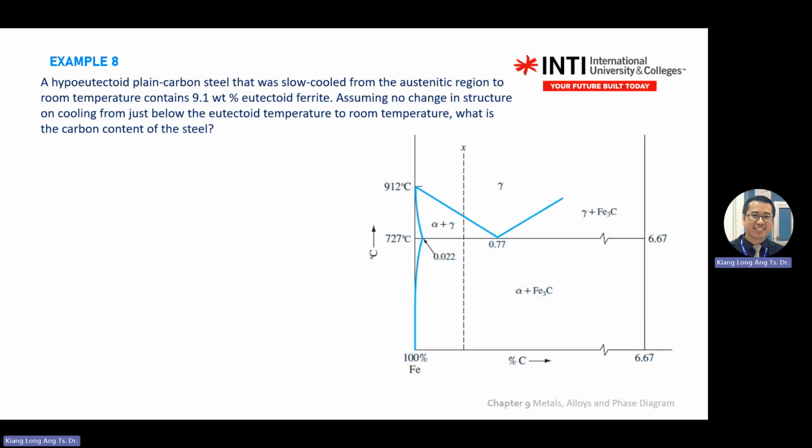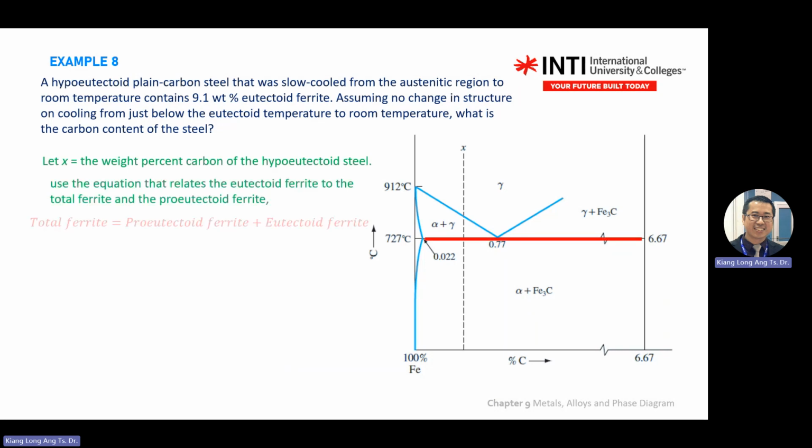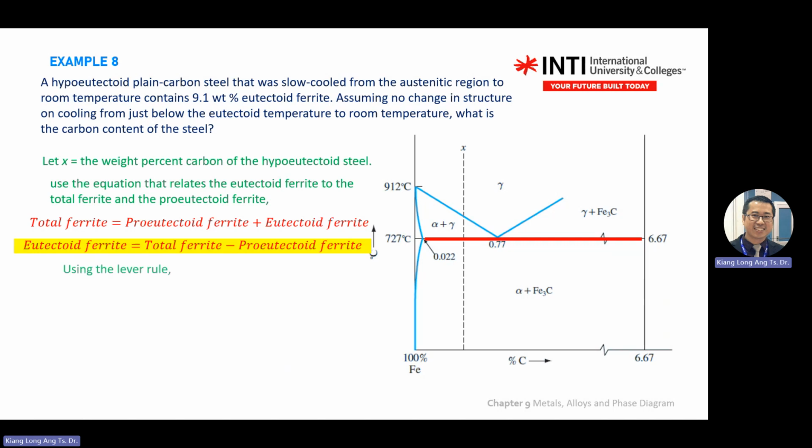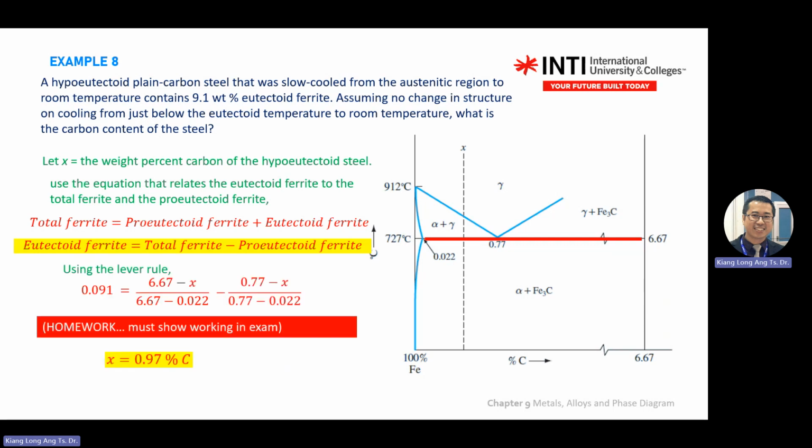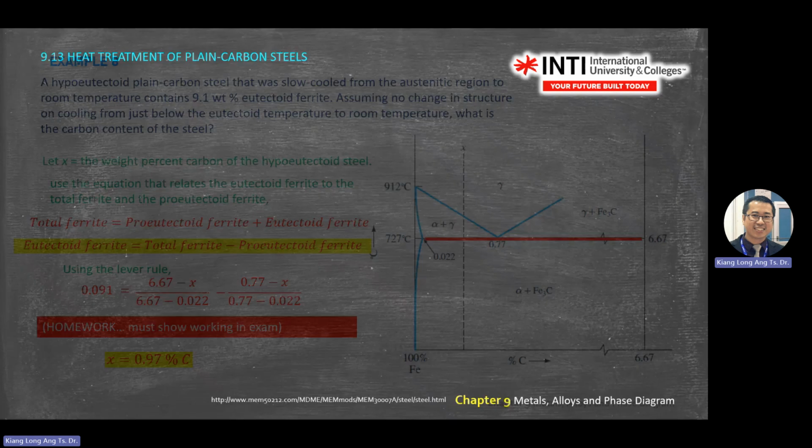Example B, you go home and read. Actually, the procedure is the same. Go and read. Okay, so this one just tells you to reverse the process. What is the X value? You need to find how many percent of carbon forms the hypo-eutectoid steel. Okay, homework.